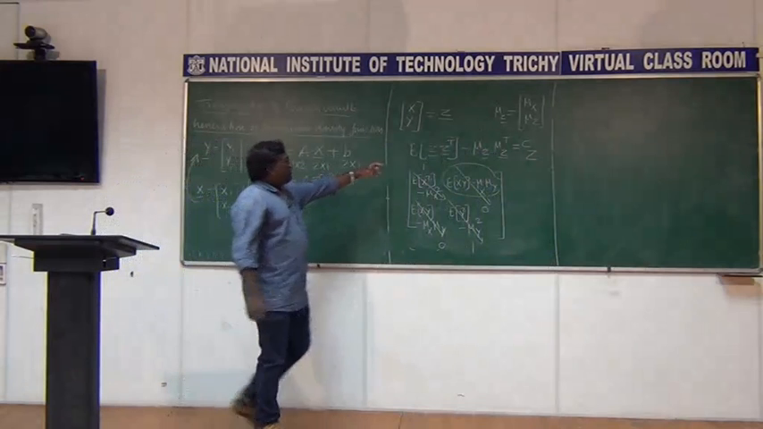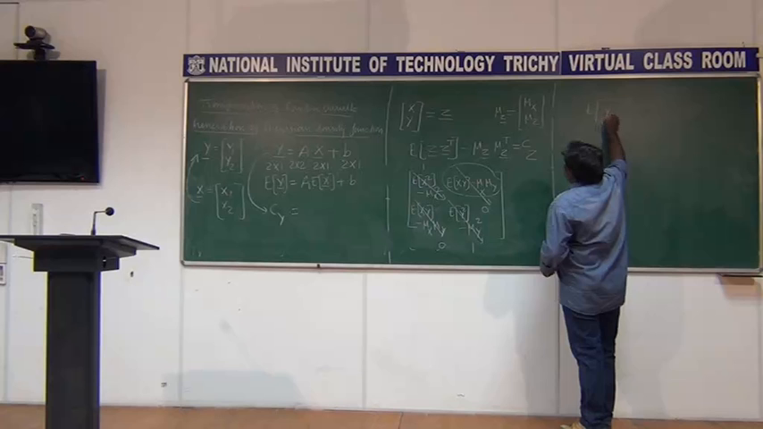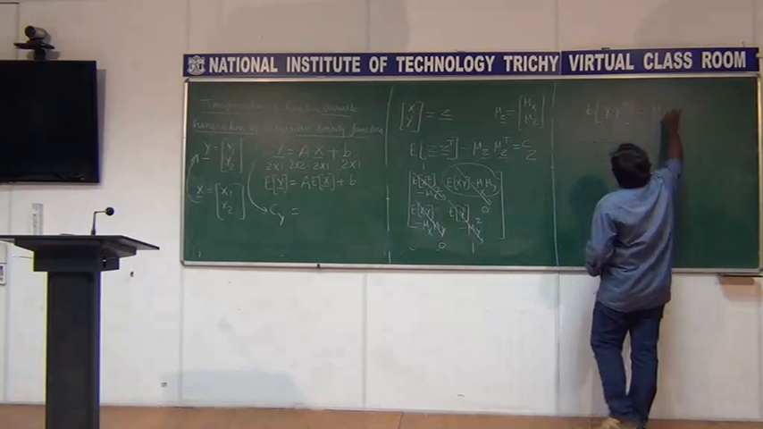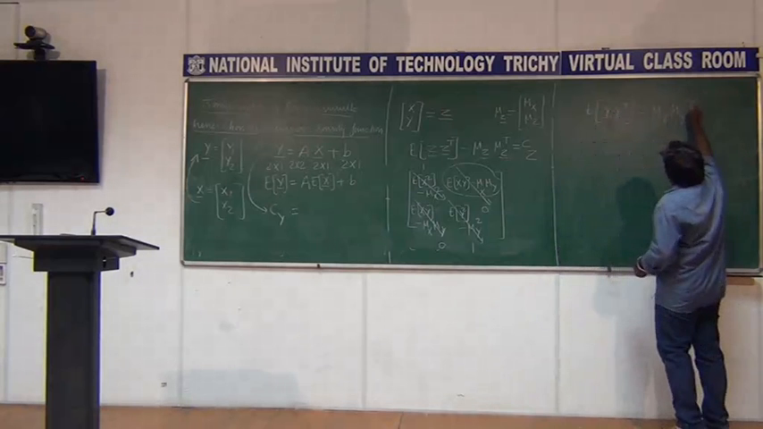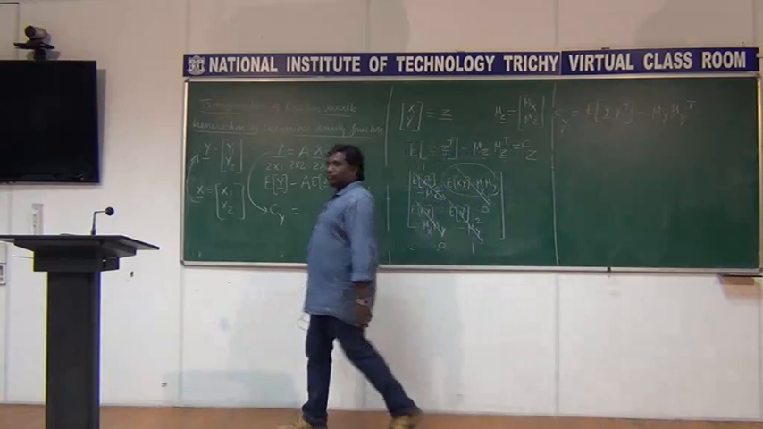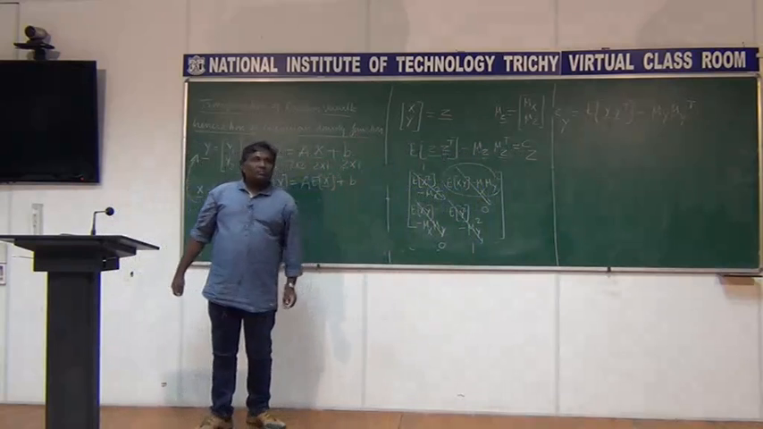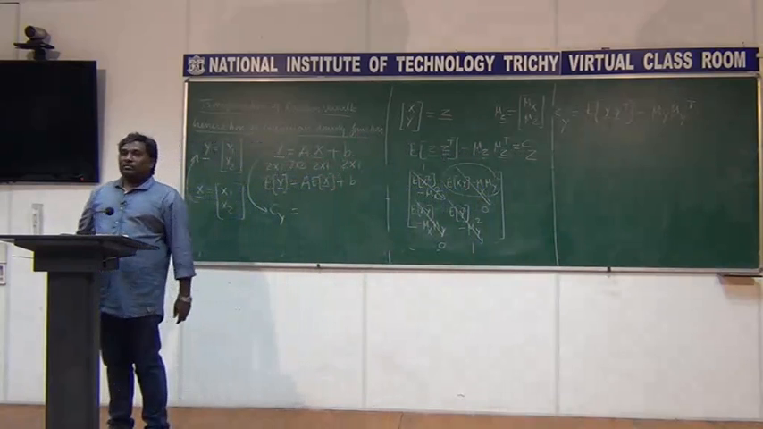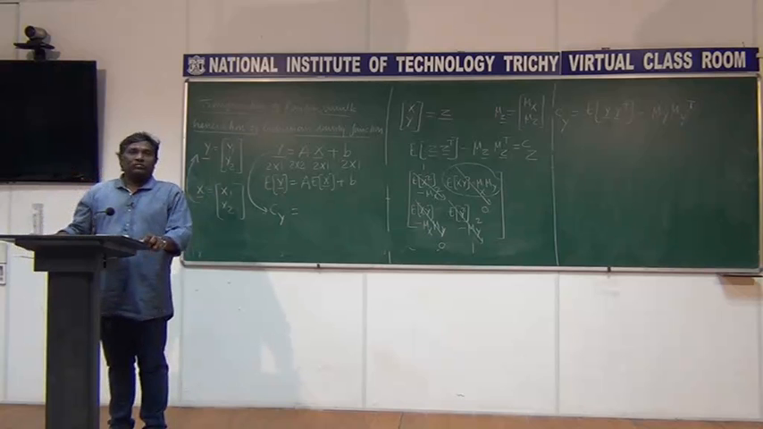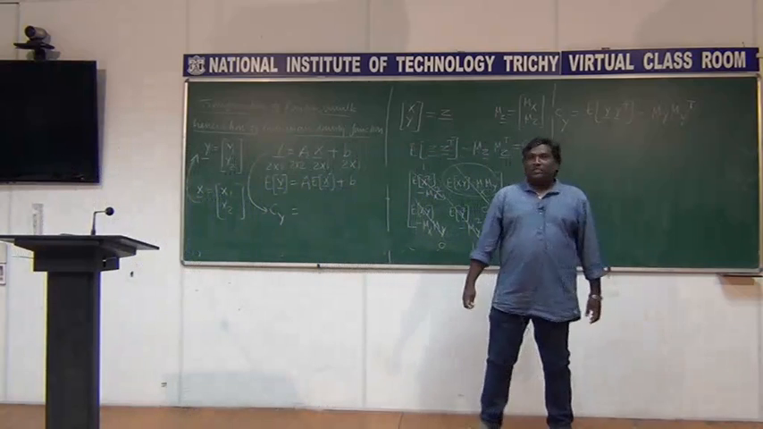So what is that? Here you need to find this out. Actually, the expectation of (y minus mu y)(y minus mu y) transpose. This is what I am asking you to find out. You substitute y as Ax plus b. Do it. I have given the time.